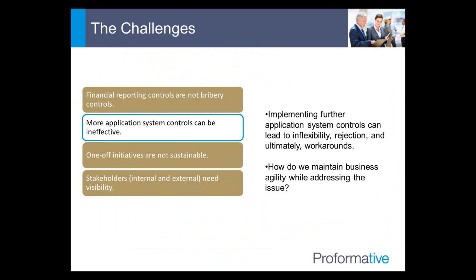Yep, exactly. And one way that some organizations tackle this problem is thinking, well, let's just add more application system controls. Let's prevent our users from actually inputting these transactions that may be in violation of these provisions. But implementing further application system controls can ultimately lead to inflexibility, rejection, and workarounds. For example, requiring two or three levels of management approval before a charity donation can go out just leads to rubber stamping, inflexibility and workarounds, and is not a recommended approach to tackling anti-bribery, anti-corruption. So the question remains, how do we maintain business agility while addressing the issue?